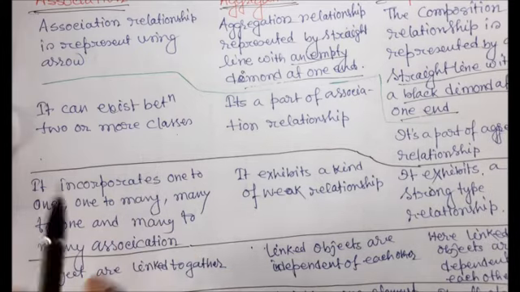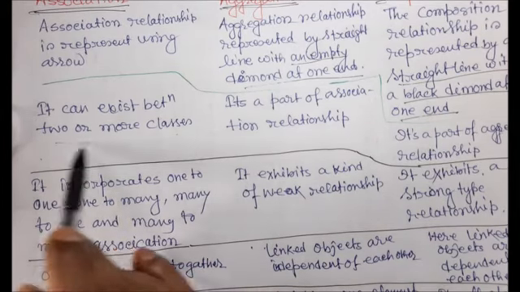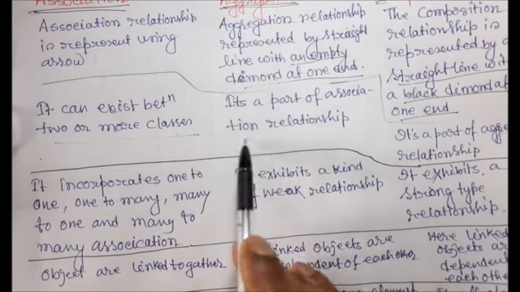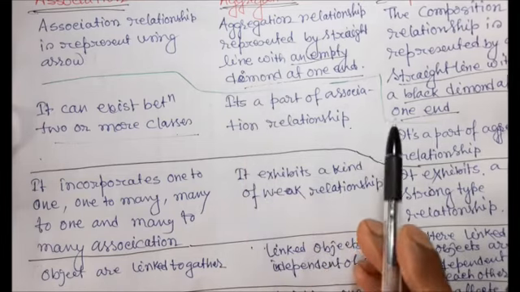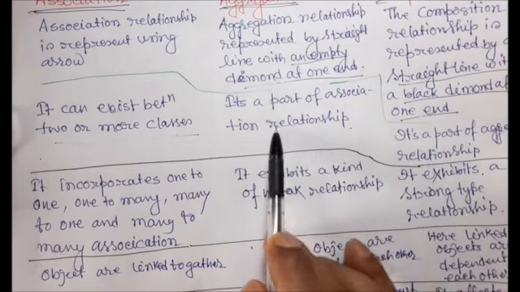In case of association, we have seen that we can do binary association, ternary association or n-ary association, reflexive association. So it can exist between two or more classes. In case of aggregation, we have seen that it is a part of association relationship, and composition is a part of aggregation relationship.